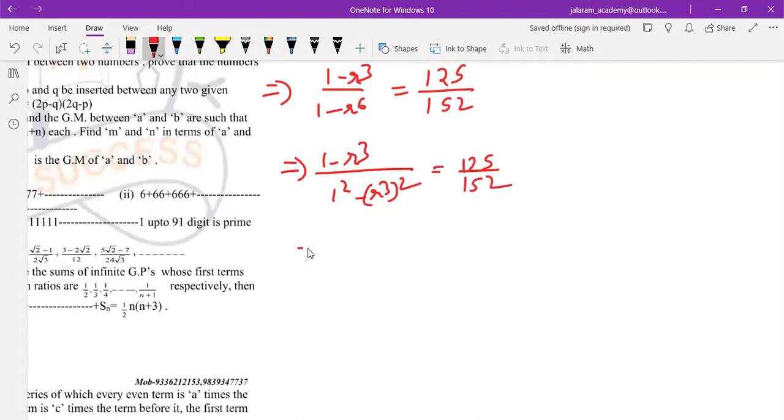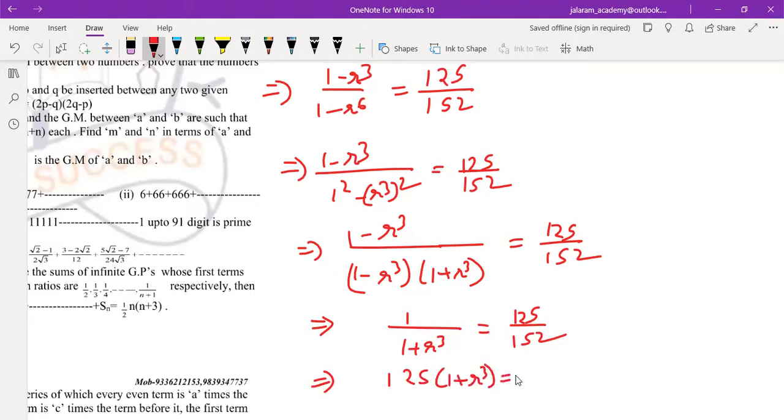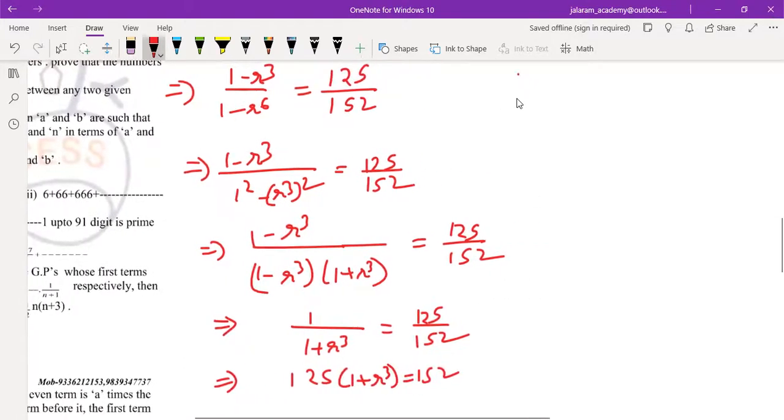Now we factorize the denominator. We have done one such question in previous sessions also, in which we factorize using the formula of a square minus b square in the denominator. So it is 1 minus R cube into 1 plus R cube equals 125 upon 152. So 1 minus R cube will be cancelled out from both. So 1 upon 1 plus R cube equals 125 upon 152, and so 125 into 1 plus R cube equals 152. Or you can use invertendo also.